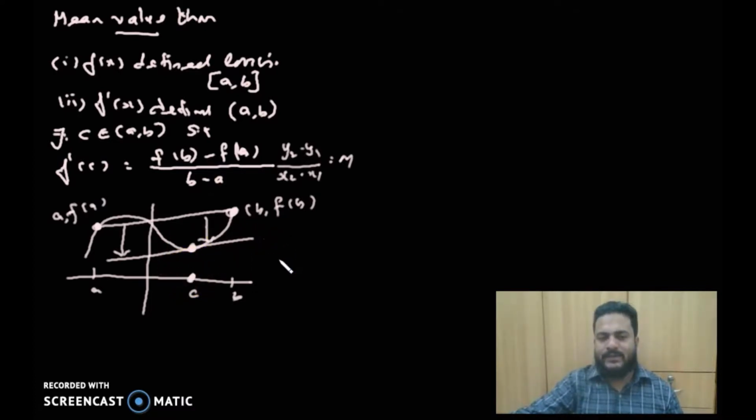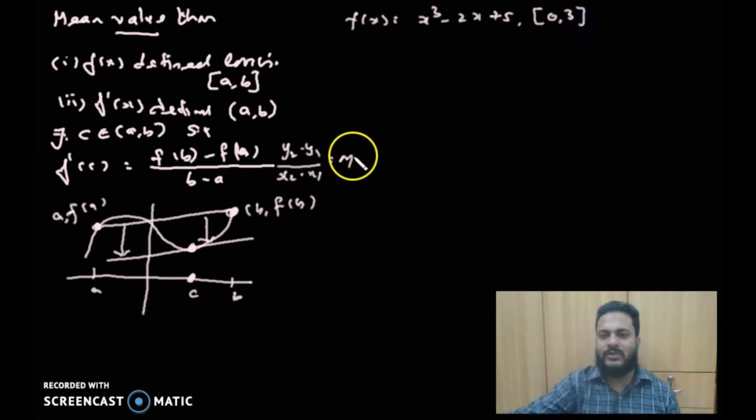Now let's discuss a problem for explaining the mean value theorem. Consider your function f of x is equal to x power 3 minus 2x plus 5, on an interval we can take for example 0, 3, the closed interval. We have to verify the mean value theorem for that.